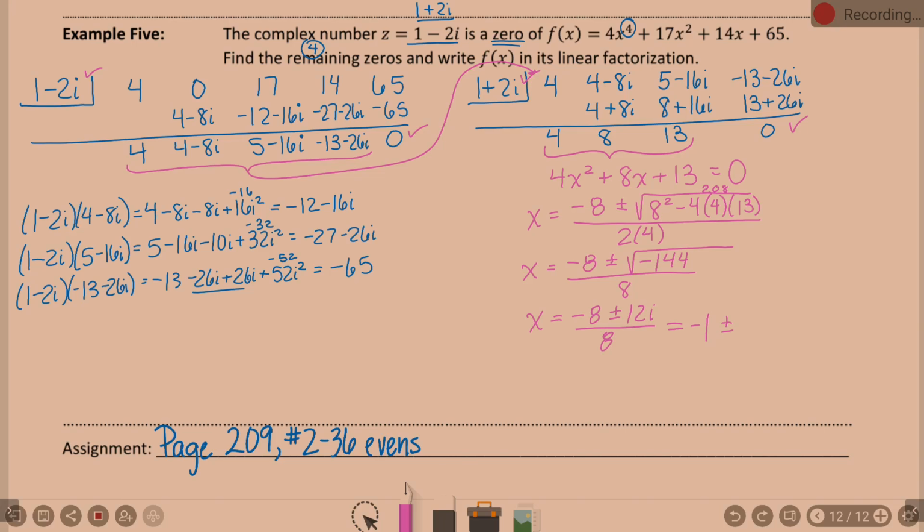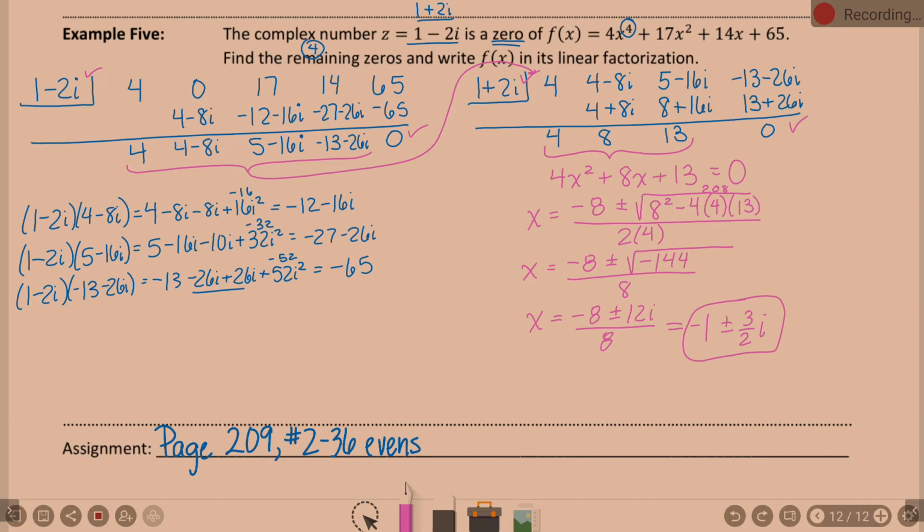what is 12i over 8? Well, 3 over 2. 3i over 2. Plus or minus 3i over 2. I'm going to say plus or minus 3 halves i. You could say 3i over 2. What is this right here? Two different answers. Those are my other 2 remaining zeros.